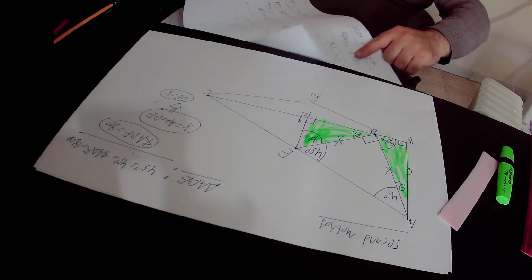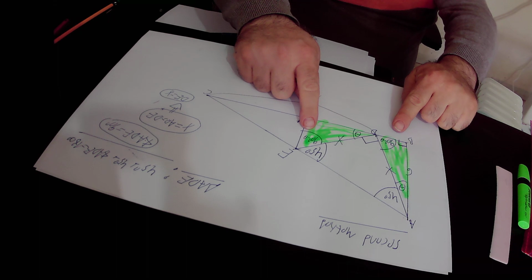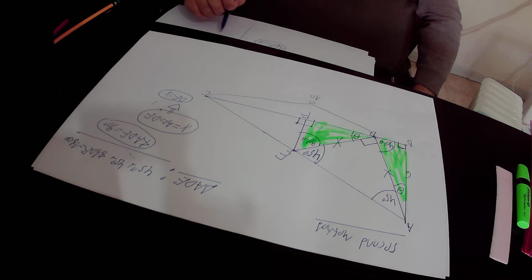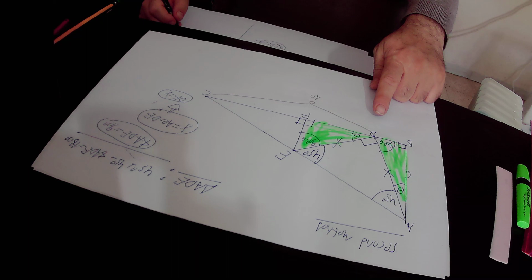And finally, you also know that those two angles are equal to each other, they are both equal to 90 degrees minus theta. So you can write down that angle BDA is equal to angle DEF, and both angles are equal to 90 degrees minus theta.